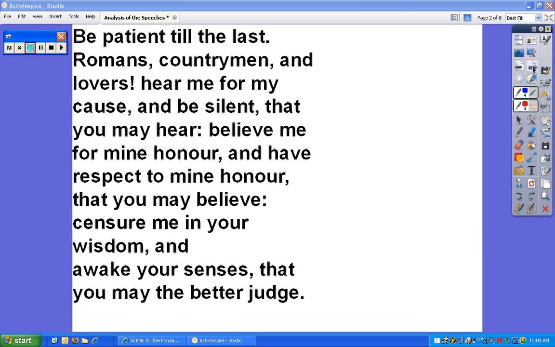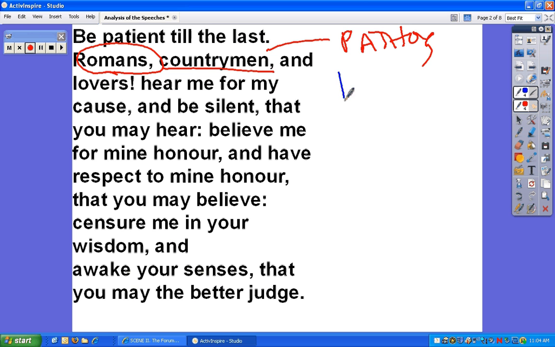So here we are. This is actually the speech itself. Brutus starts off, he says, "Be patient till the last, Romans, countrymen, and lovers. Hear me for my cause, and be silent that you may hear." So already from the get-go, he is appealing to the fact that they are Romans and countrymen. This is a pathos argument. Pathos basically means emotions, and in this case, he's appealing to the idea of being patriotic. "Be silent that you may hear." In other words, shut up.